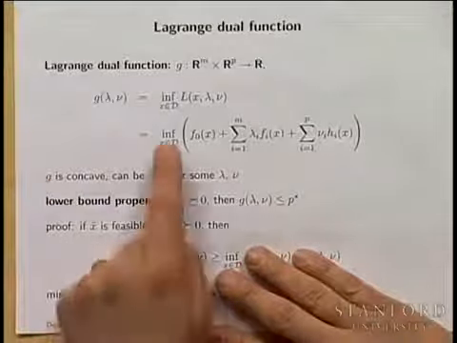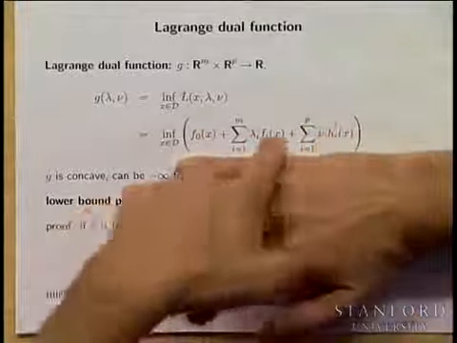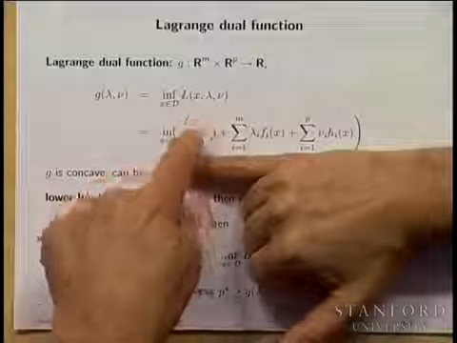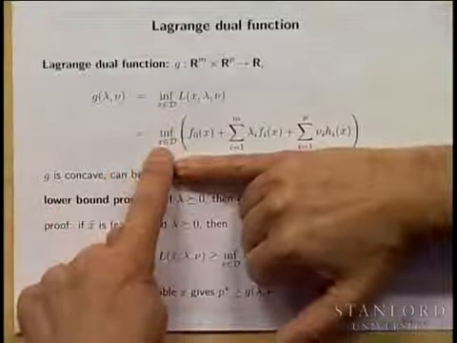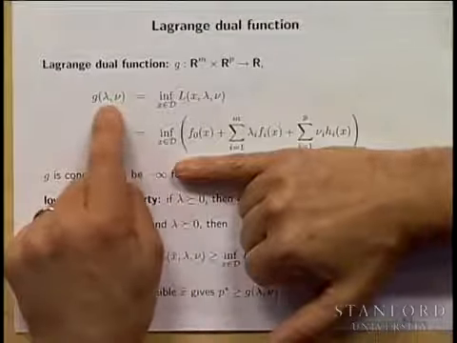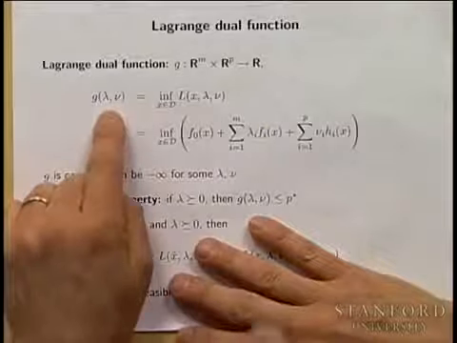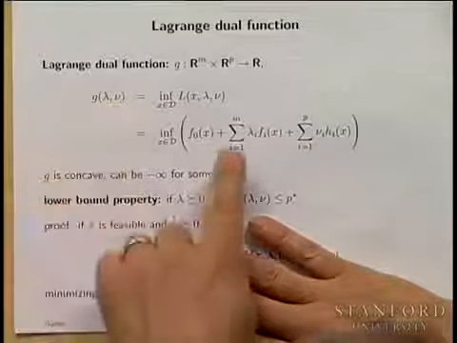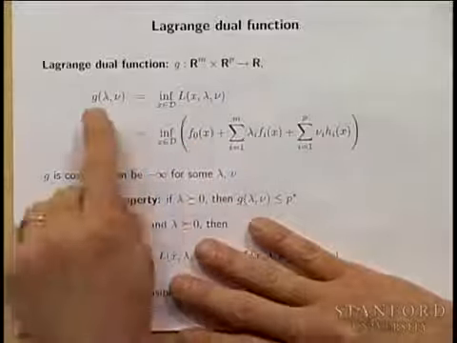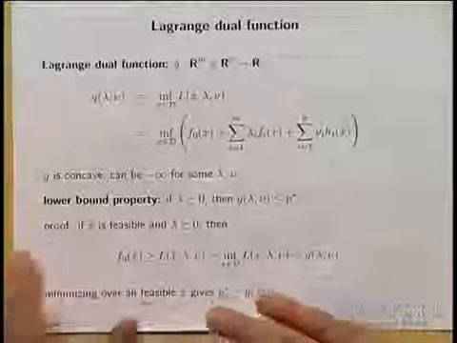Now here's an interesting fact. If you look at this function as a function of lambda and nu, what kind of function is this as a function of lambda and nu for each x? It's affine. Yeah, it's linear plus a constant. Okay, so it's affine. And the infimum of a family of affine functions is, of course, concave. So this function g, which you can think of as the optimal cost as a function of the prices, we'll get to it later, even if the original problem is not convex, this dual function is absolutely concave.